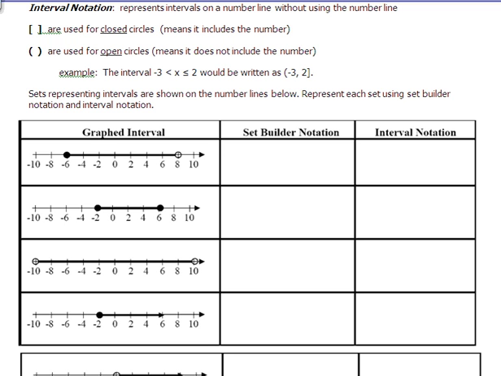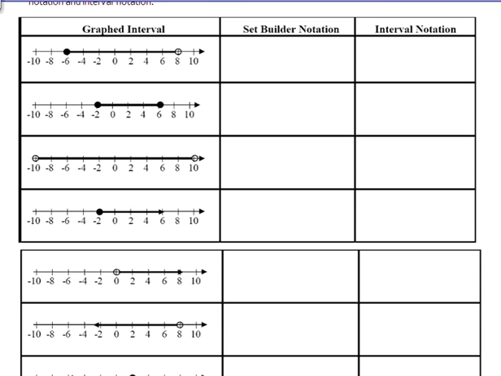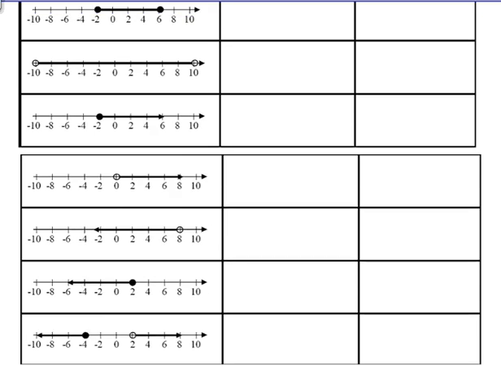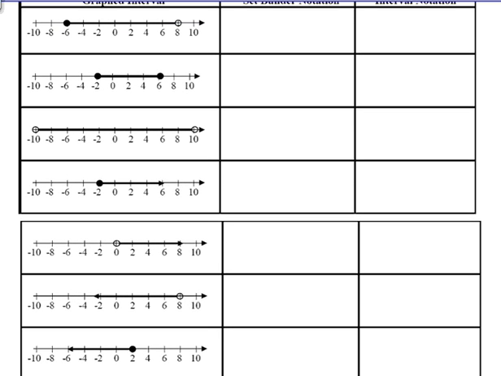So let's do a couple of examples here. I'm not going to do all these. I'm going to pick a couple of them. But don't do the last example. I'm going to do a couple of them, and then you're going to finish this page.